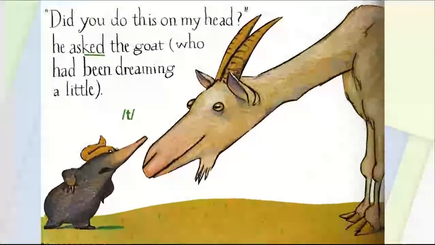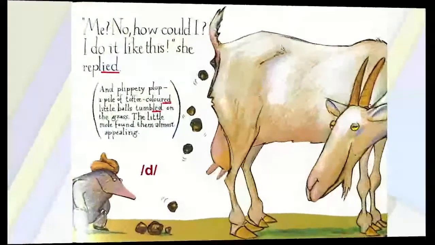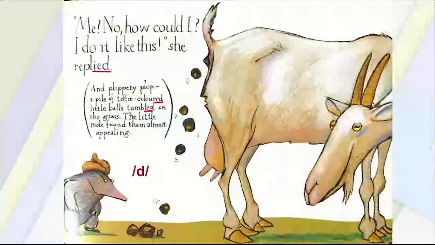"Did you do this on my head?" he asked the goat, who had been dreaming a little. "Me? No, how could I? I do it like this," she replied, and plippity-plop, a pile of toffee-coloured little balls tumbled on the grass. The little mole found them almost appealing.